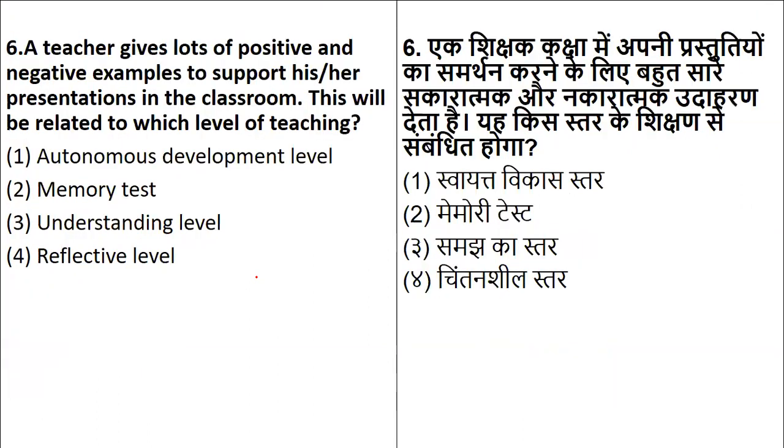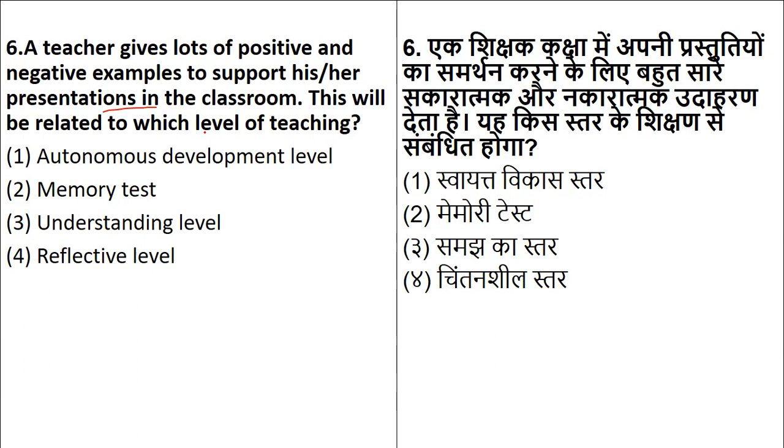Okay. Coming to the next question, as I told, we have questions on levels of teaching, no? So a teacher gives a lot of positive and negative examples in the classroom to support the presentation. This will be a level of which teaching? A lot of examples are given, positive examples, negative examples. So whether it is autonomous, develop, memory, understanding, reflective. Now, every one of you knows that memory level is something which is a part of what?